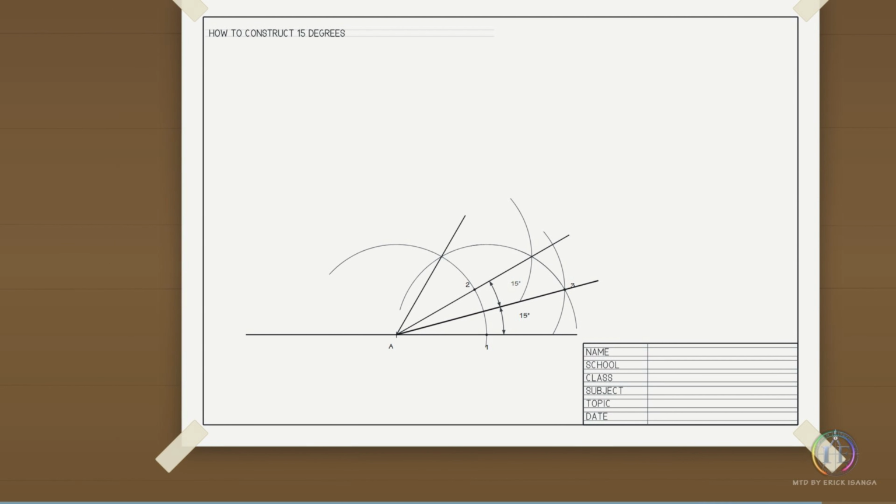And that completes the construction of a 15-degree angle, from 60 to 30 to 15.